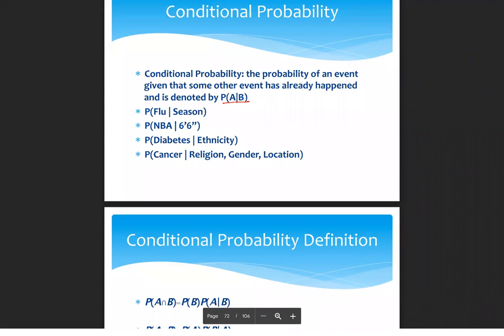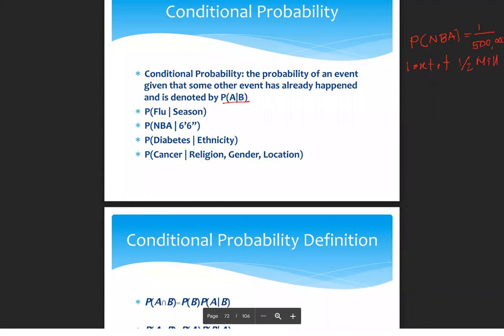So my favorite example is the NBA. Let's say I want to find out the probability that a person plays in the NBA. That chance, by the way, is pretty small. It's 1 out of, I think, 500,000.